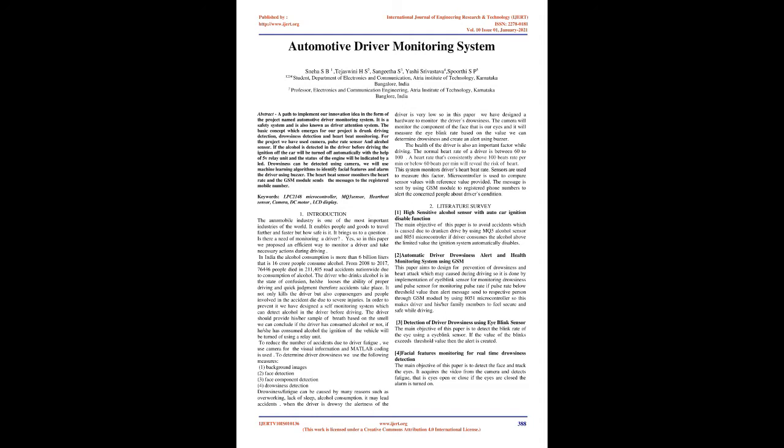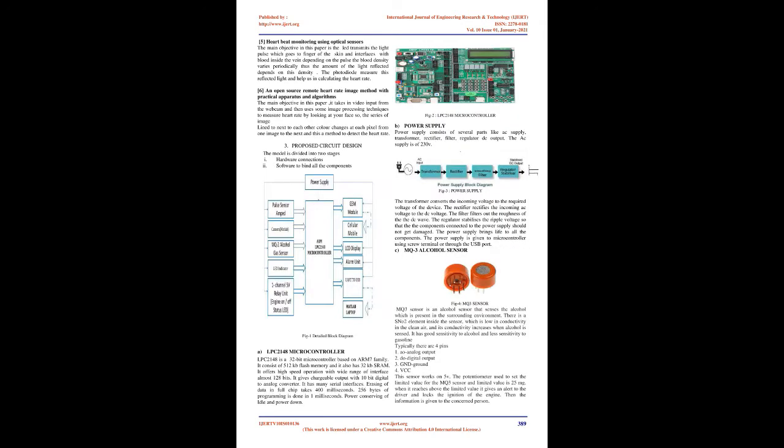The health of the driver is also an important factor while driving. The normal heart rate of a driver is between 60 to 100. A heart rate that's consistently above 100 beats per minute or below 60 beats per minute will reveal the risk of heart problems. This system monitors the driver's heartbeat rate. Sensors are used to measure this factor. The microcontroller is used to compare sensor values with the reference value provided. The message is sent using a GSM module to registered phone numbers to alert the concerned people about the driver's condition.